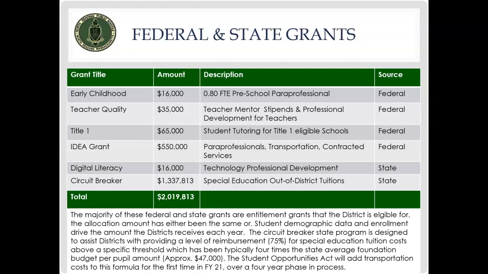And then I mentioned earlier the Circuit Breaker program, and this amount does vary based on our costs. It's a reimbursement program, but we've been between 1.2 and 1.4 million for a number of years. And all in all, these annual allotments total a little bit more than $2 million.